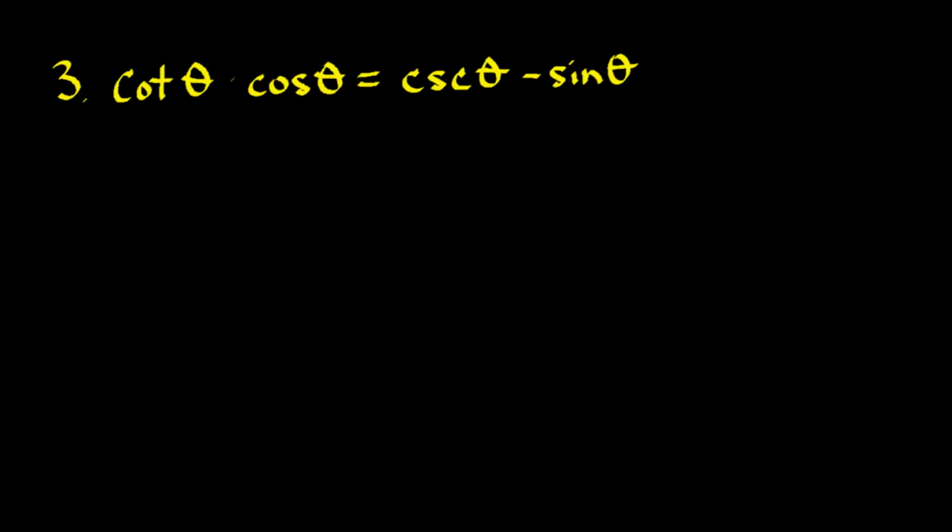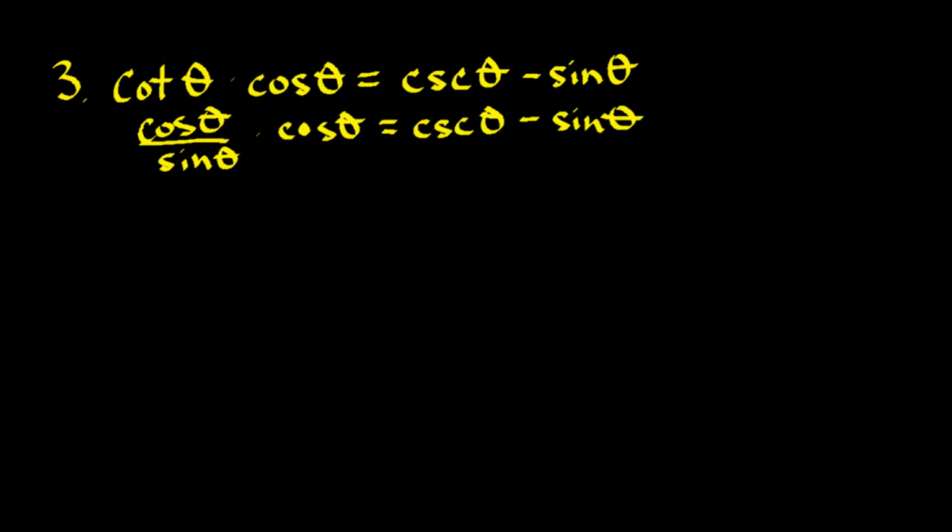For this third problem, we're going to verify that cotangent theta times cosine theta equals cosecant theta minus sine theta. For the first step, I'm going to convert cotangent to cosine theta over sine theta. And we can just bring down the right side. Next, I will place a 1 under cosine theta and multiply the left side together.